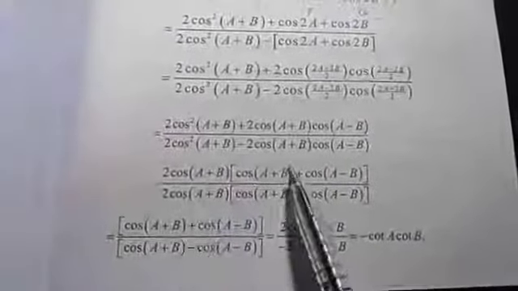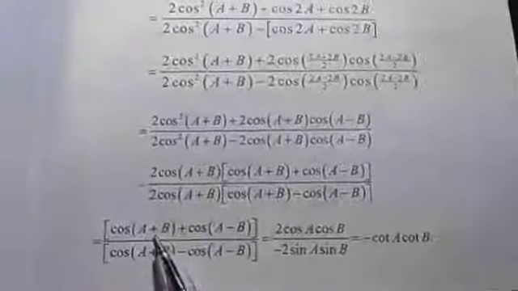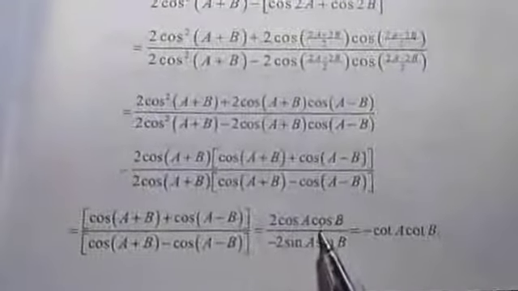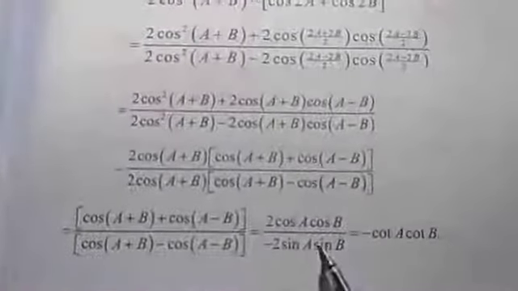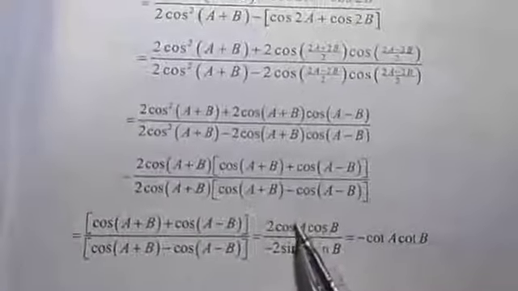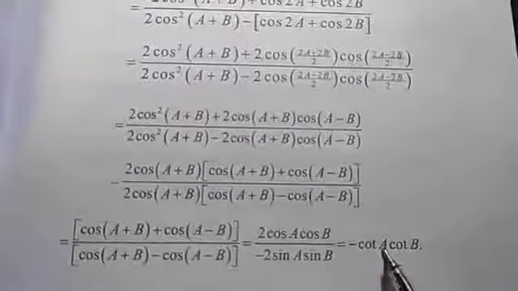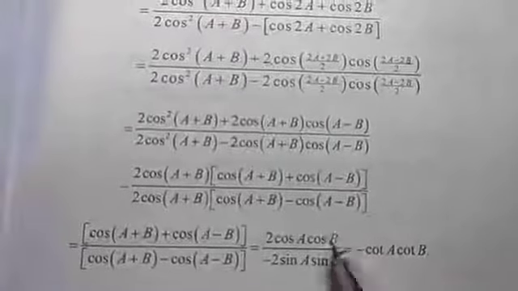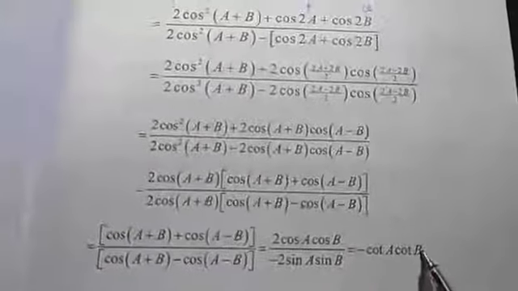When I've cancelled this out, we have this thing left. Cos a plus b is 2 cos a this. And this one gives me this. From that, this 2 is cancelled. What we have left is cos a over sine a, which is minus cot a. Cos b over sine b is cot b. So we have proved it. We have proved that this is equal to this.